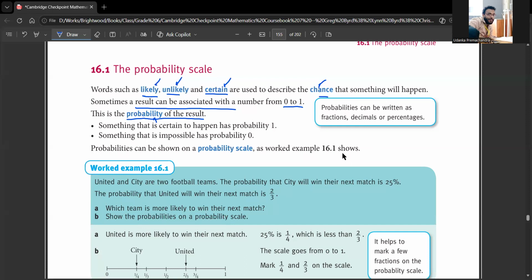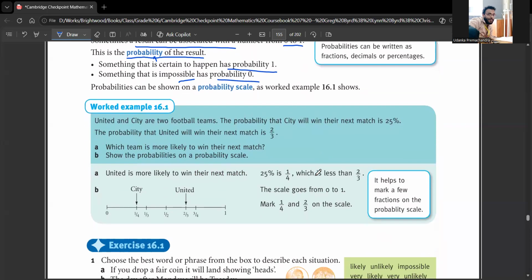So if something is certain to happen, its probability is taken as one. If it will completely happen, it has a probability of one. If it is definitely not going to happen, it is impossible, and that is called a probability of zero. So on the probability scale, the least value is zero and the highest value is one. Probability should always be between zero and one. Clear? You have to know that.